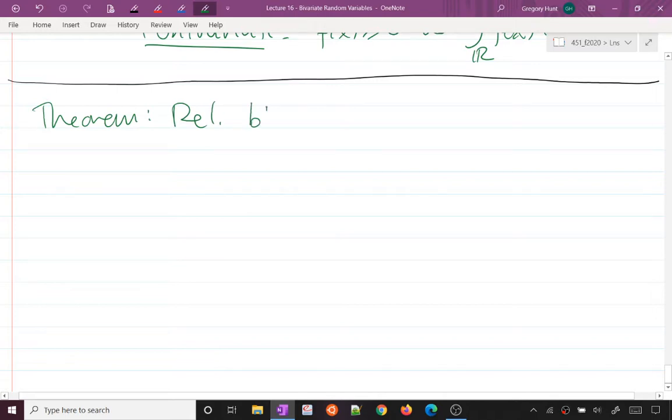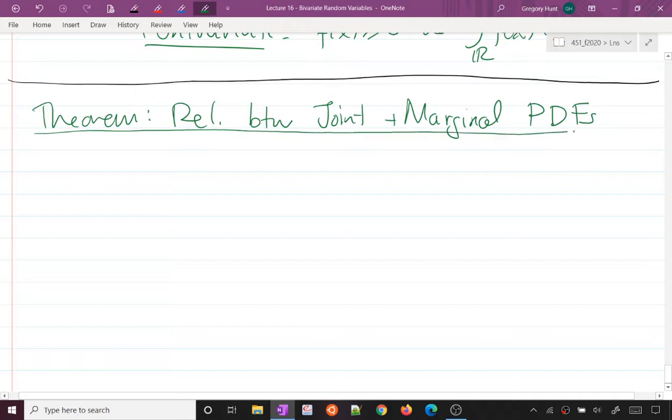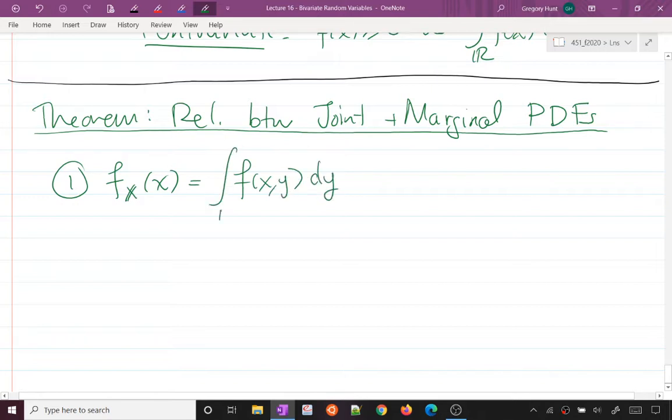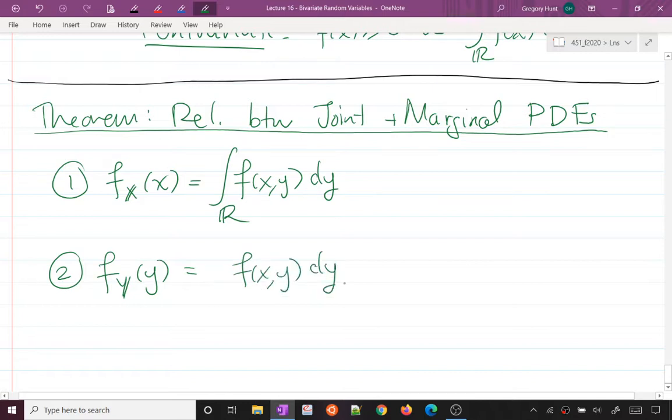So, the relation between joint and marginal PDFs. The theorem is that if I want the marginal PDF of x, I can take the joint PDF of x,y and, as we say, integrate out y. Or if I want the marginal PDF of y, I can take the joint PDF of x,y and integrate out x.